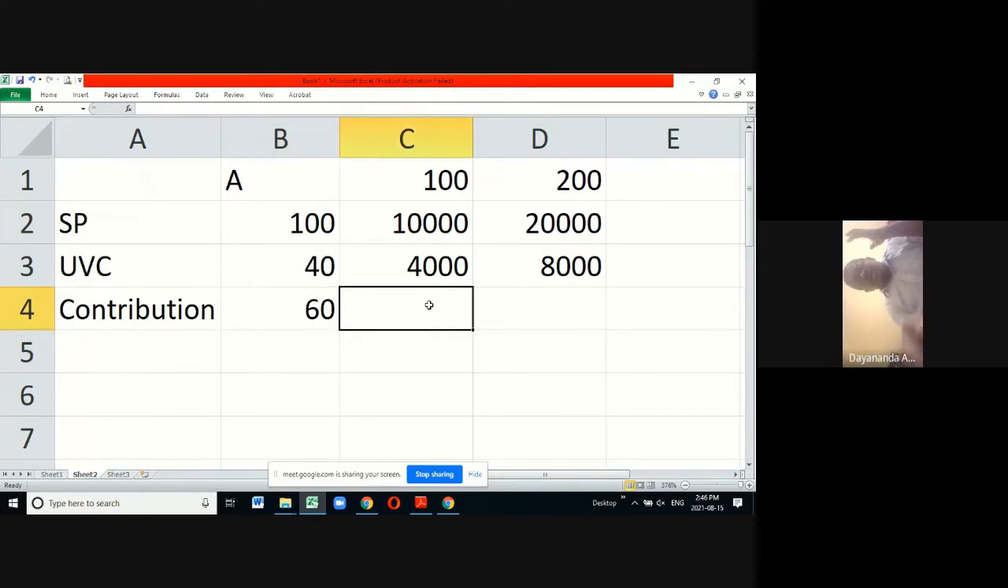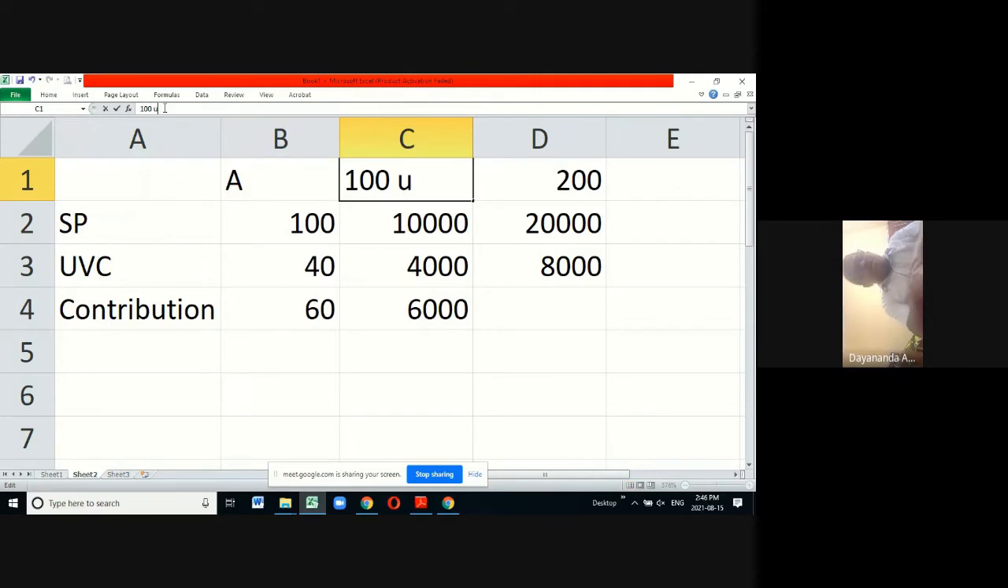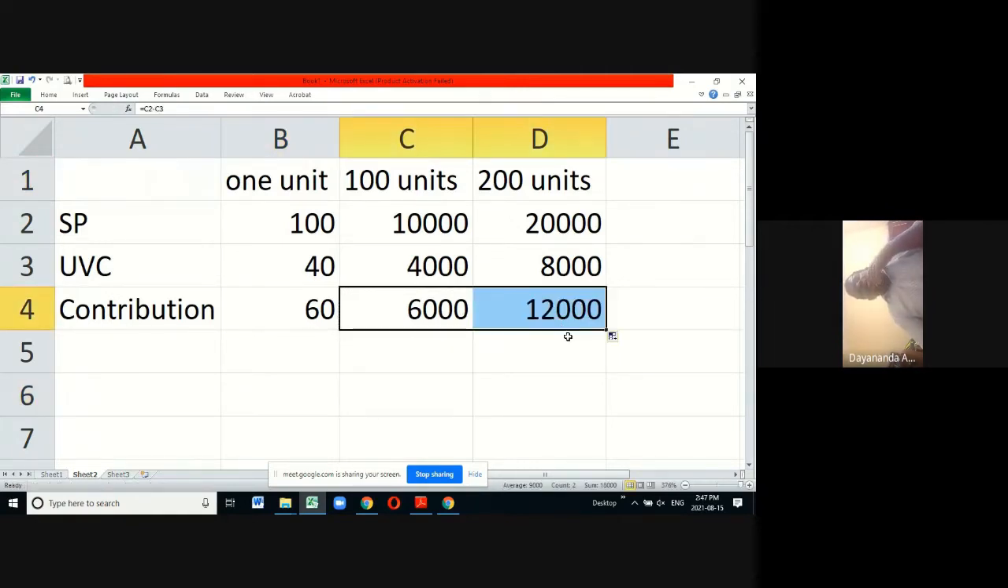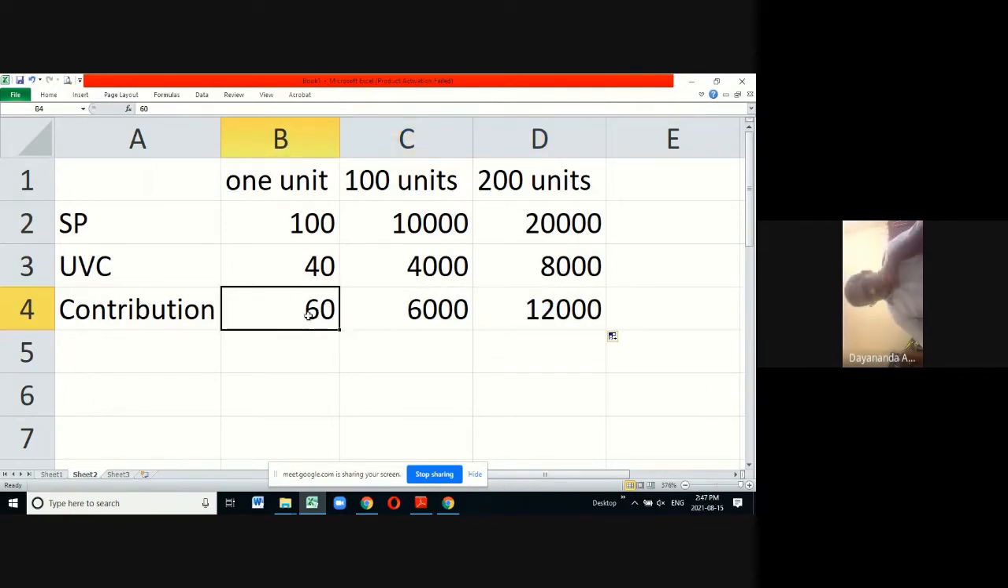But here you can get the same thing, but that is not the unit contribution, that is the contribution for 100 units. This is for 100 units. This is for 200 units. Agree? This is for 1 unit, product A. And also you see that here you can get the contribution for 200 units. So what I want to communicate to you is the meaning of contribution.